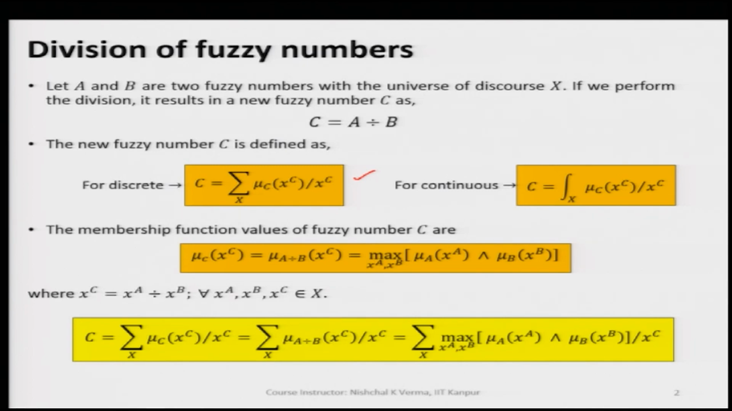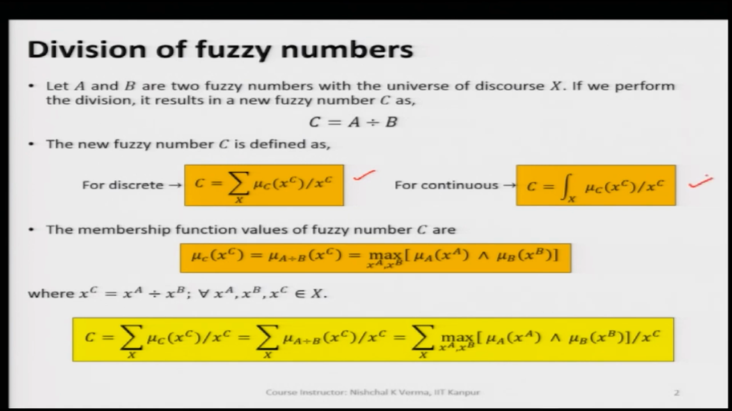Similarly, if we are dealing with the continuous fuzzy numbers A and B, instead of using the summation sign, we use the integration sign. It is needless to say that the summation and integration signs are just a symbolic representation. We are not supposed to add any of the elements or integrate the membership function here. So, this needs to be understood.